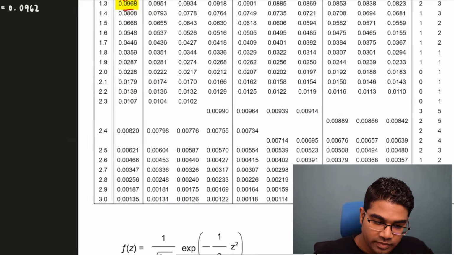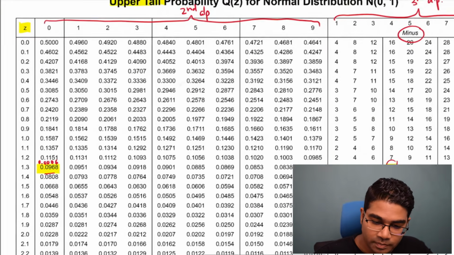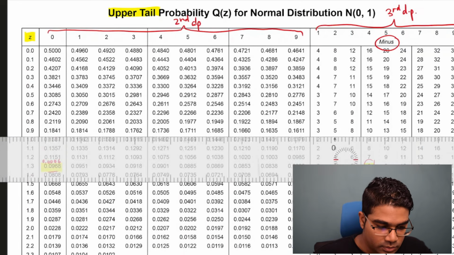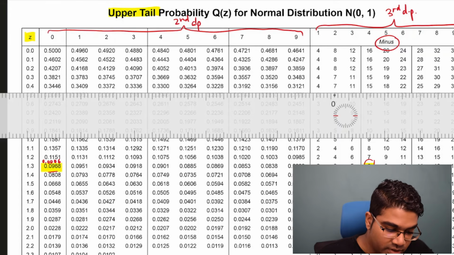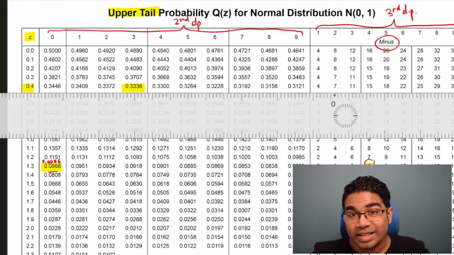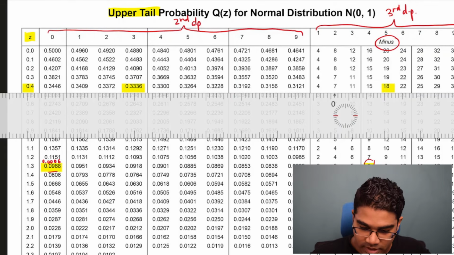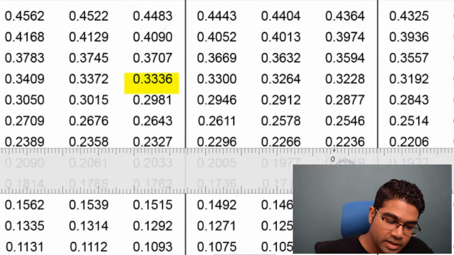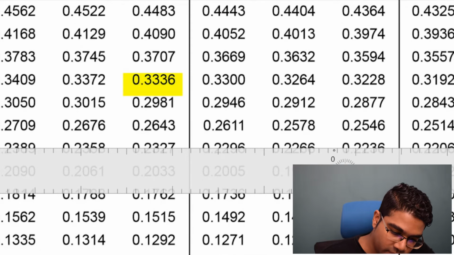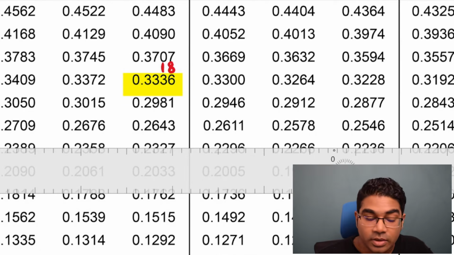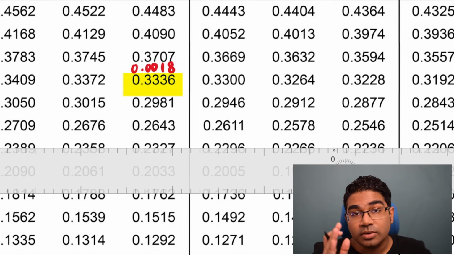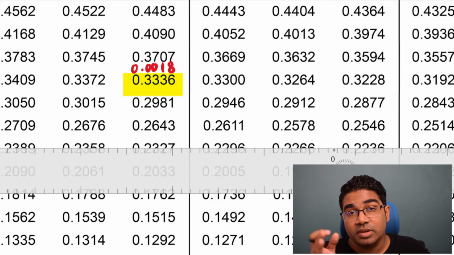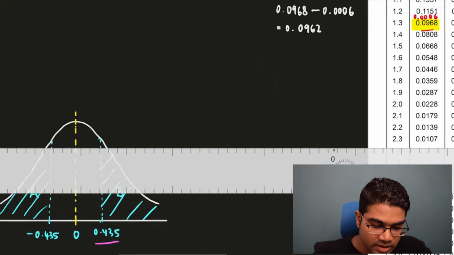Let's look for 0.435 in the table. Take the ruler, go to 0.4. So this is 0.4. Next value is 3, 0.43, and the third decimal place is 5, so 18. Once again, 18 is not actually 18, just write 18 at the end, and the value is 0.0018. So we would need to subtract that value from 0.3336, and let's do exactly that.